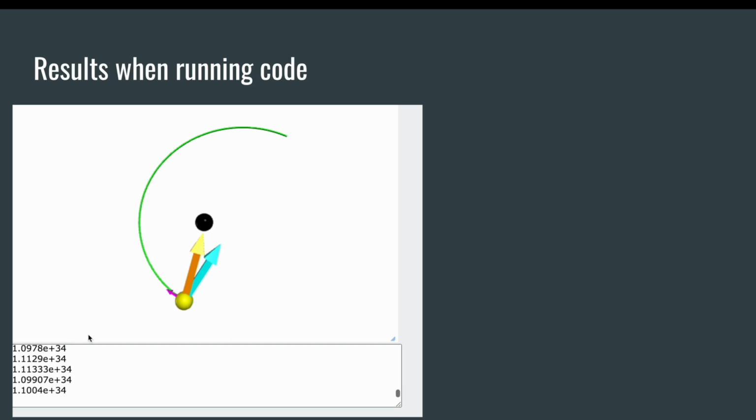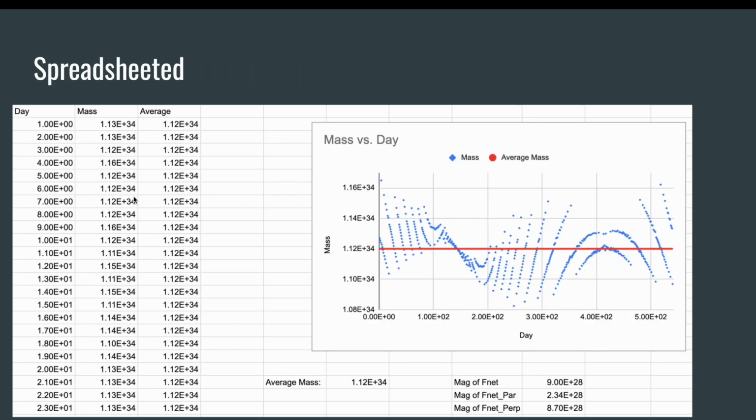And below you can see the mass of the black hole throughout the whole time, and I'll explain why it isn't constant. So as you can see, here's all the mass of the black hole, with the average being 1.12 times 10 to the power of 34, and I have it graphed here in a scatter plot with the average shown in the middle with this red line. The magnitude of Fnet was 9 times 10 to the power of 28, the magnitude of Fnet parallel was 2.34 times 10 to the power of 28, and the magnitude of Fnet perp was 8.7 times 10 to the power of 28.